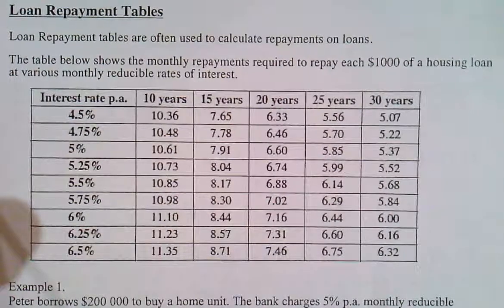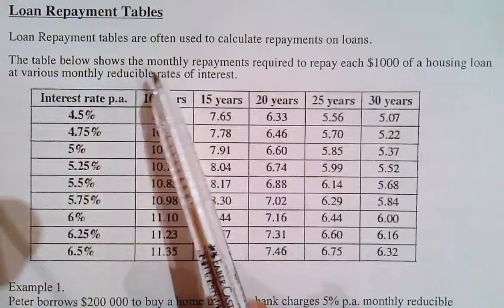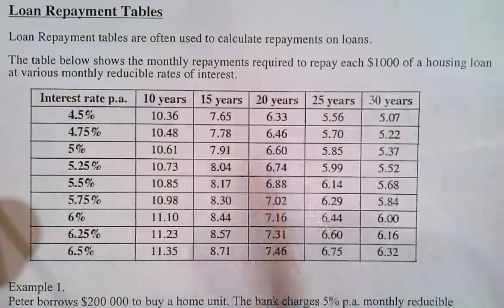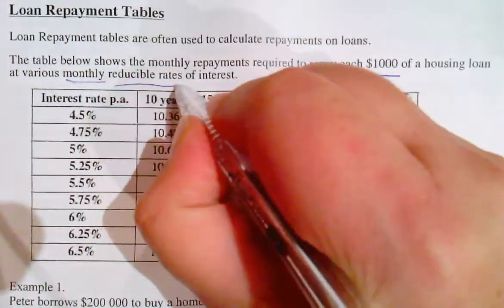This is page 12 of the Compound Interest Workbook, Loan Repayment Tables. The table below shows monthly repayments required to repay each $1,000 of a housing loan at various monthly reducible rates.